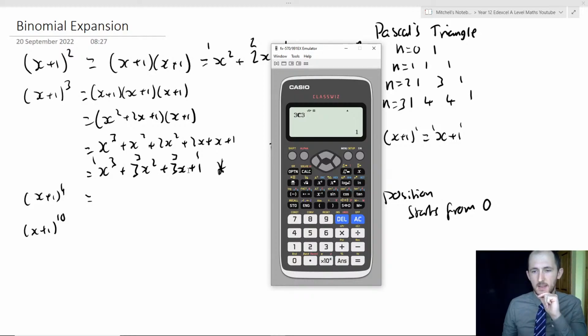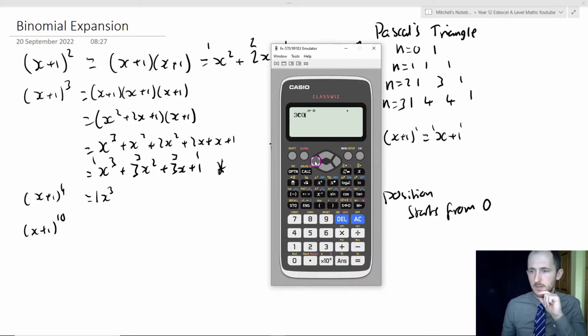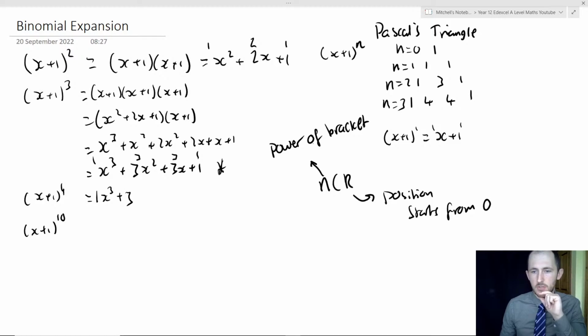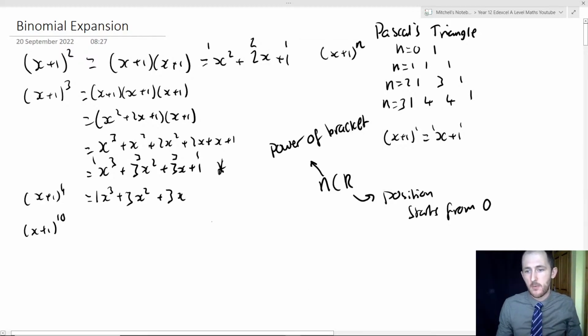Can you see that? Okay, so if I go back to 0, I can write that as 1 times x cubed. Then go to the next one along, plus 3, and then all I do is I reduce the power of x and make that 2. Again, 3, and then reduce the power of x, and then plus 1.